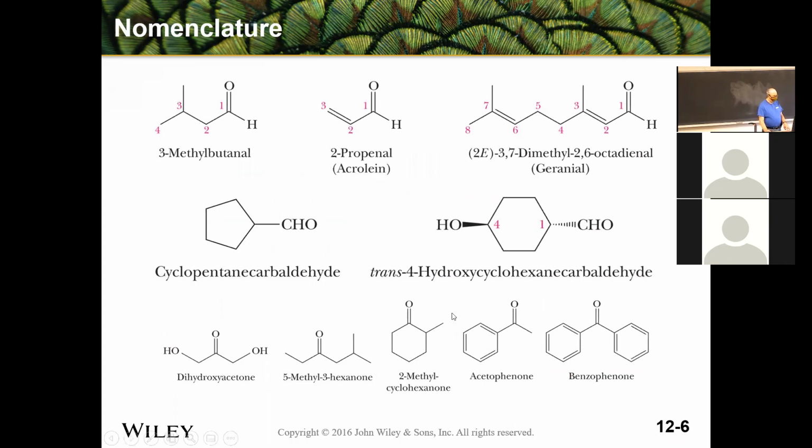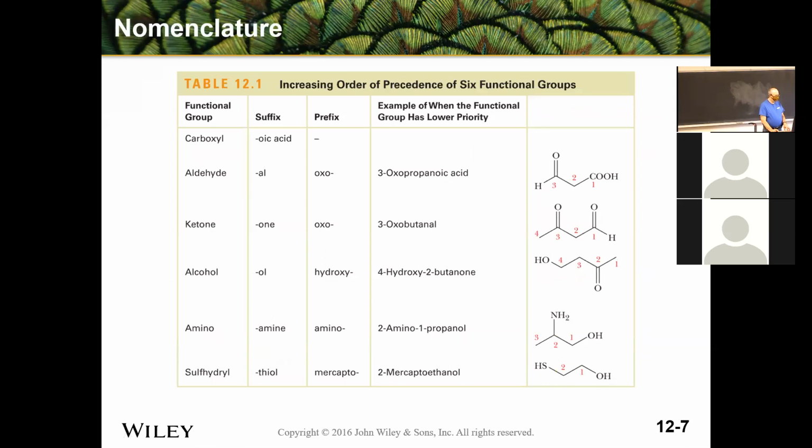Here are some other compounds that have widely recognized common names. Acrolein is 2-propenal. Acetophenone, methylphenylketone. Benzophenone, diphenylketone. Again, this is the order of priority. This doesn't have all the functional groups, but carboxylic acids are way up at the top, then aldehydes, then ketones, then alcohols.